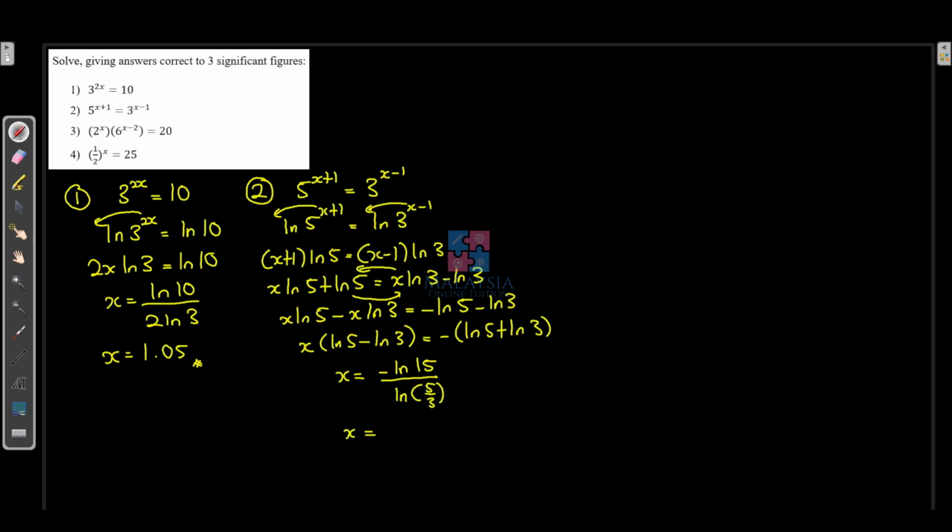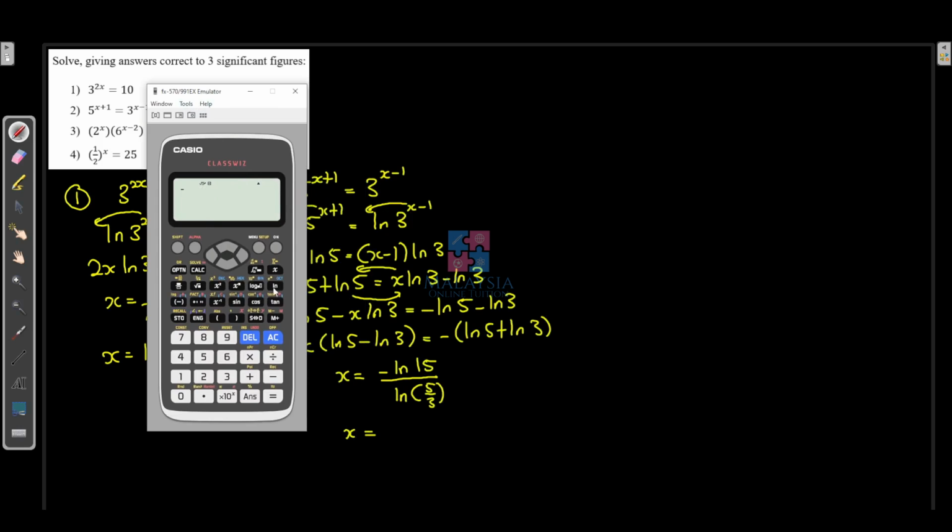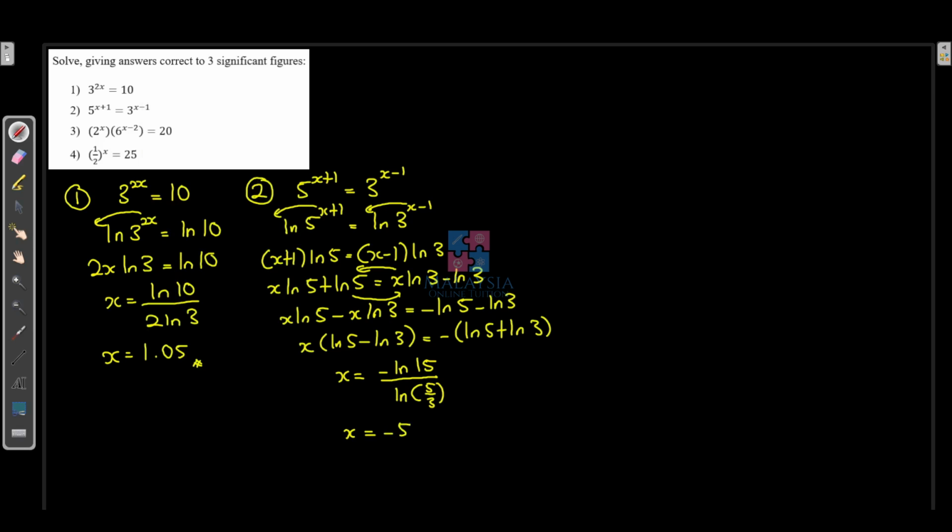So what's the answer? Okay, 3 significant figures, remember. Negative ln 15 divided by ln of 5 over 3. So the final answer correct to 3 significant figures is negative 5.30. So this is the final answer for part 2.